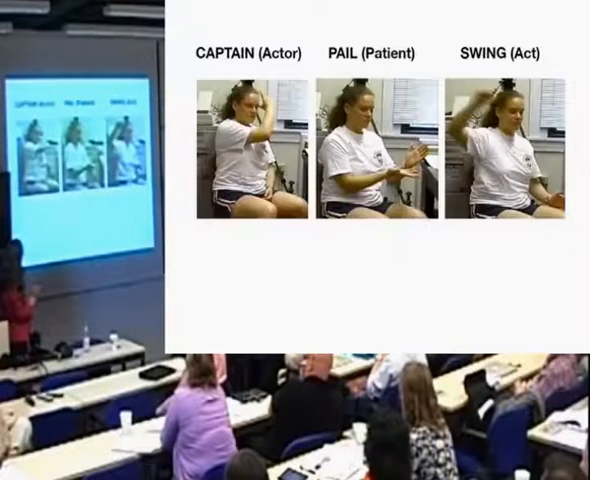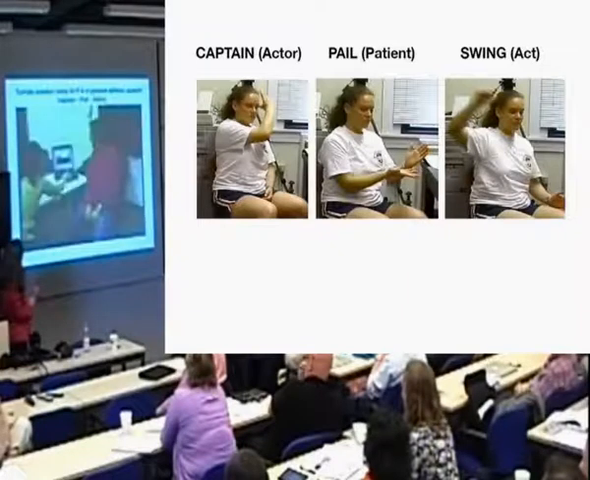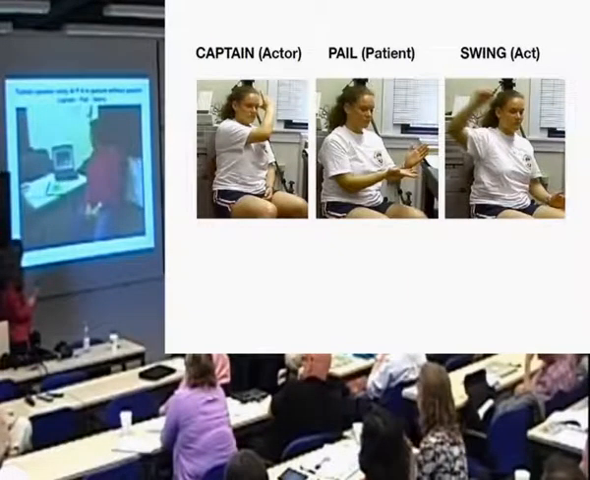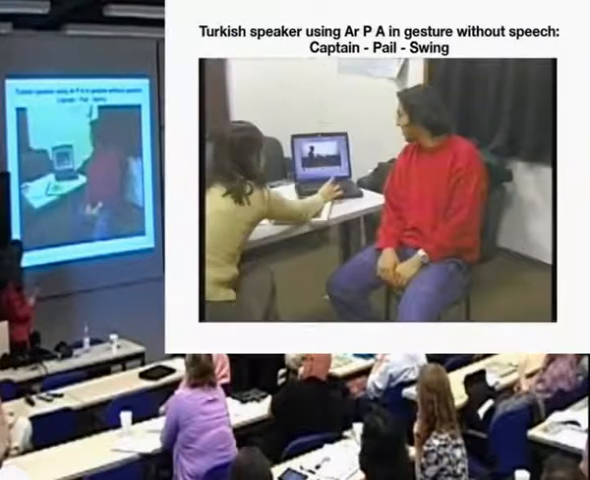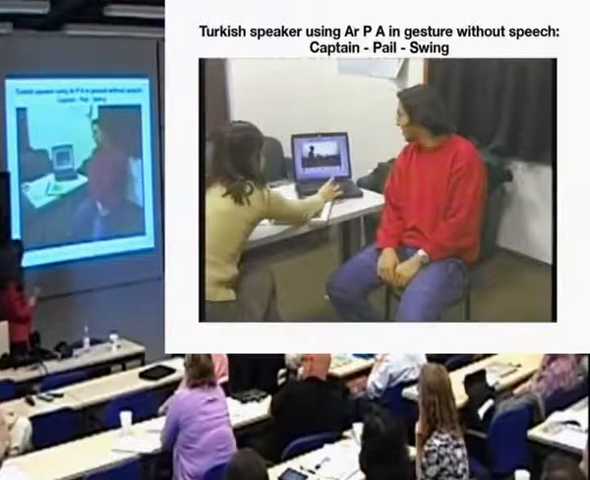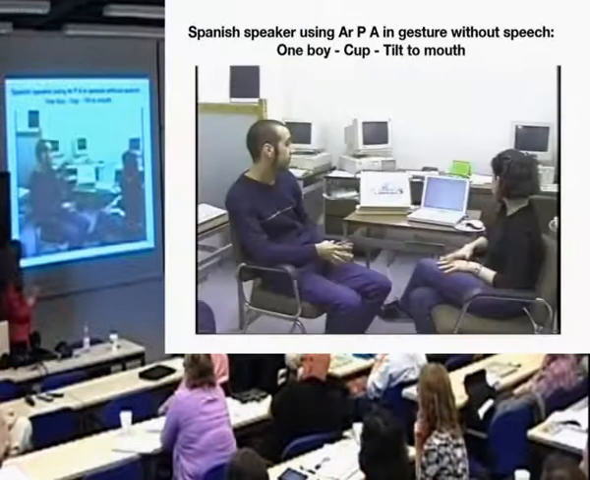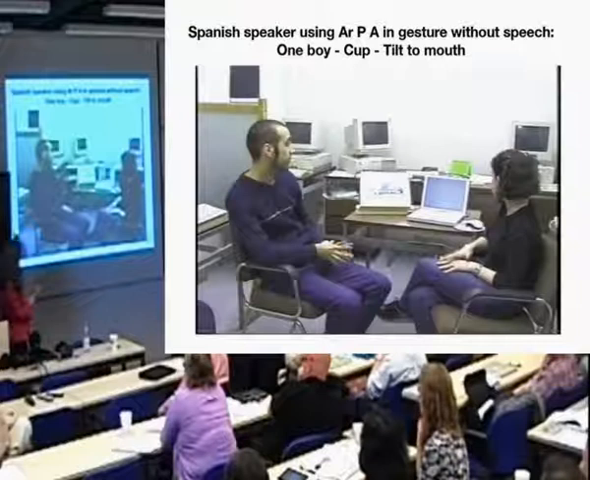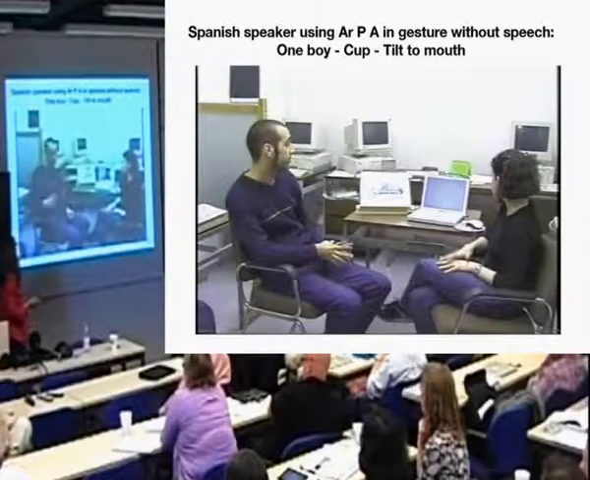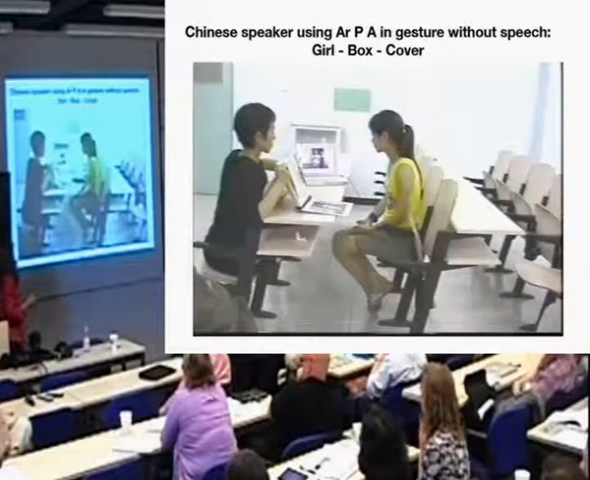Swing. So that's the order she uses. Here's our Turkish speaker. He points first at the captain, this picture of the captain there, points at the captain, does his pail, and then he does swing. Here's our Spanish speaker, it's a different scene. He does one boy, then he does cup, and then the action. Our Chinese speaker, she does a gesture for girl, long hair, box, and then cover.